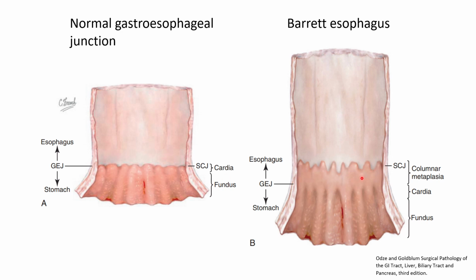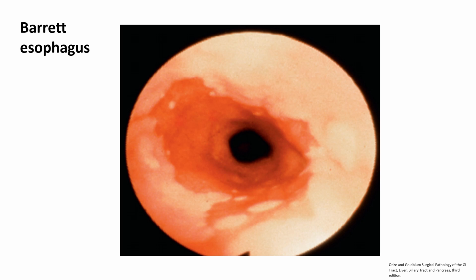Whereas in Barrett esophagus, as we see in the picture on the right, the columnar appearing mucosa extends upward into the distal esophagus, so the squamocolumnar junction will be proximal to the gastroesophageal junction. In this slide, we can see the endoscopic appearance of Barrett esophagus, where there are tongues of red velvety mucosa extending upward from the gastroesophageal junction. And this pale mucosa here is the normal esophageal mucosa.